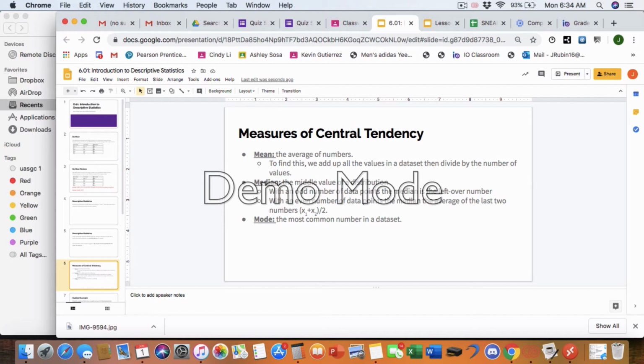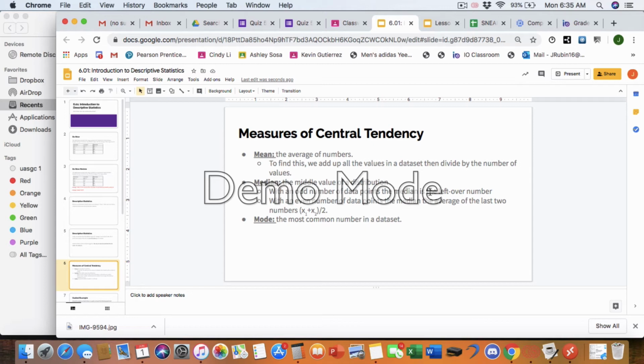Mean is the average. So you add up all the values in a data set, then divide by the number of values. Now the median, a little different. Median is our middle value. How you find the median is you organize your data from least to greatest, and then you find your middle number. If you have an odd number of data points, the median is the leftover number. You filter out the lowest, the highest, until you get to the one single middle.